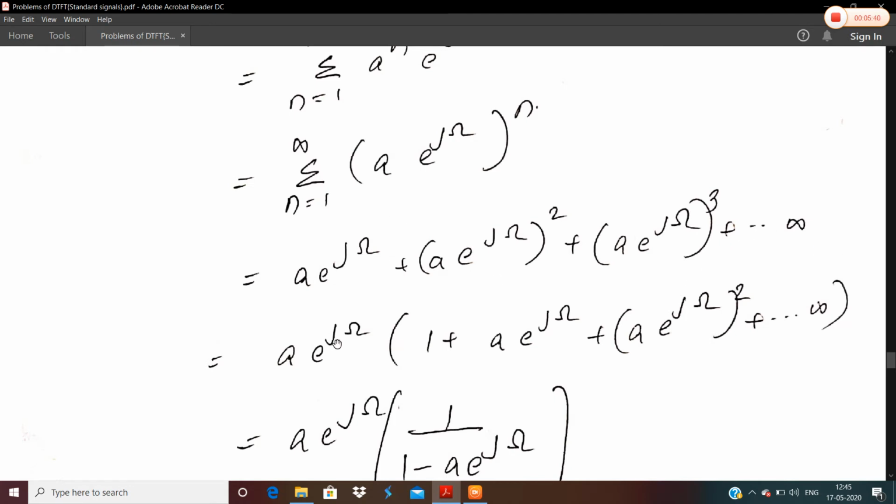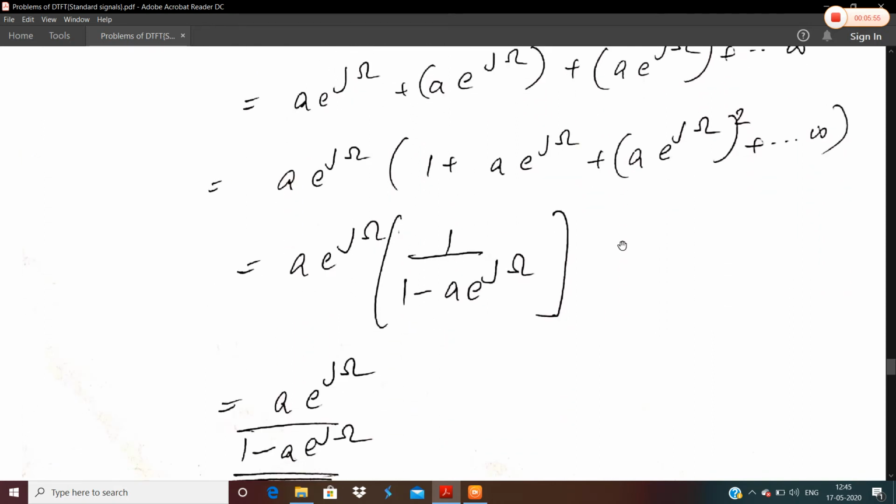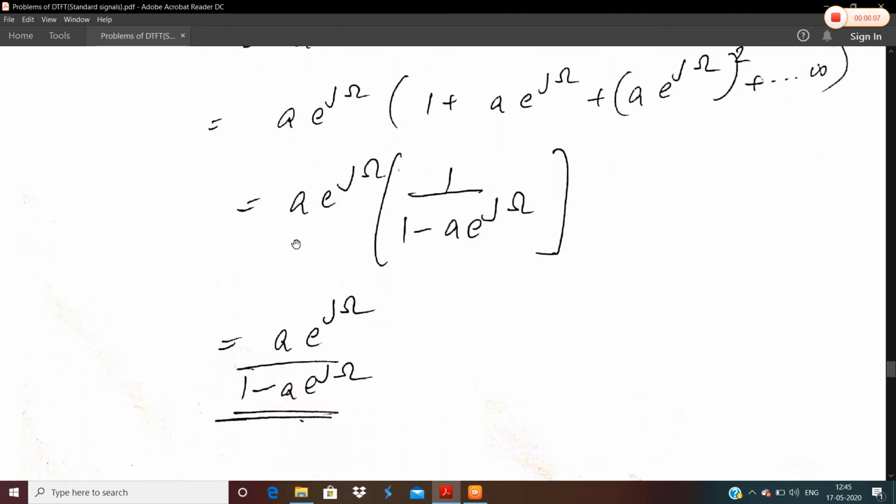So you have got this portion over here, and from all these terms you can take a into e raised to j omega outside, common outside. So it becomes a into e raised to j omega into 1 plus a into e raised to j omega plus a into e raised to j omega whole square, etc. So again you can apply the finite summation formula for this inner portion, and it becomes 1 by 1 minus a into e raised to j omega. So combining these both, it becomes a into e raised to j omega by 1 minus a into e raised to j omega.